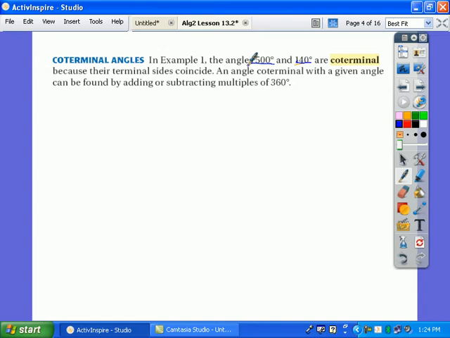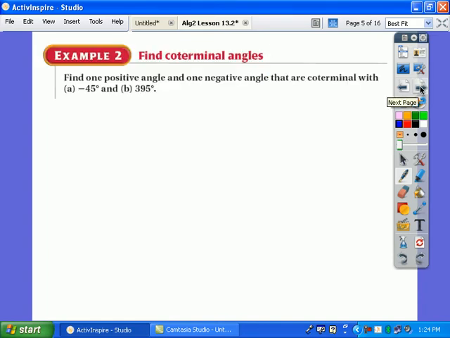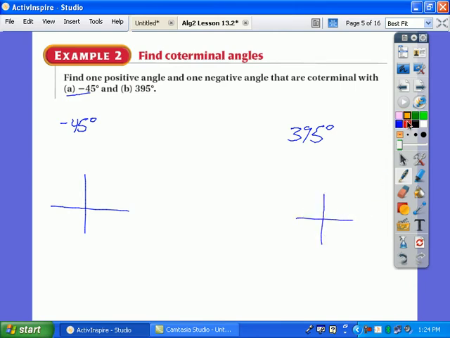Here they give us two angles, negative 45 degrees and 395 degrees. Let's start with negative 45 degrees first. Our initial side is there, and now it's a negative degree, so I'll rotate downwards. I'll rotate clockwise.